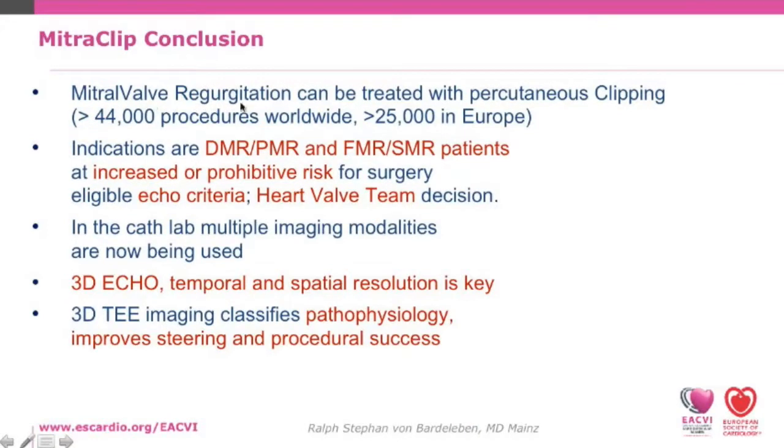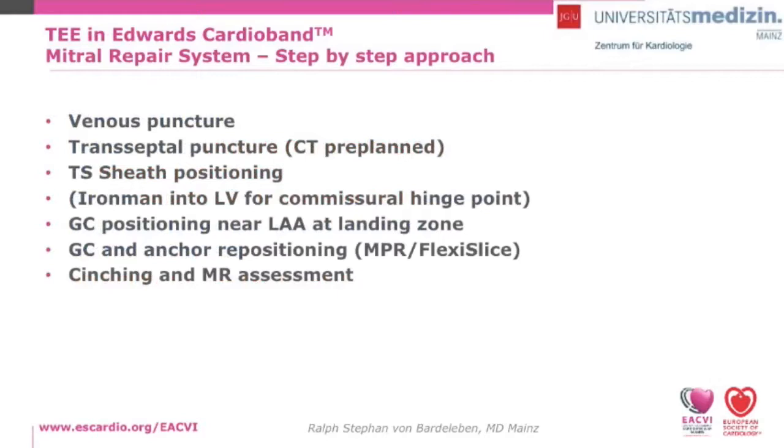We have seen that TOE is very important in mitral regurgitation treatment, 44,000 procedures worldwide, 25,000 in Europe now altogether. The indications are degenerative or functional disease at increased or prohibitive risk for surgery. We need a heart valve decision. Key is 3-dimensional echo, temporal and spatial resolution as well as image quality is key. And the TOE classifies pathophysiology, improves the steering, and improves procedural success. This is especially true also in the annuloplasty, which I show you in the second part.